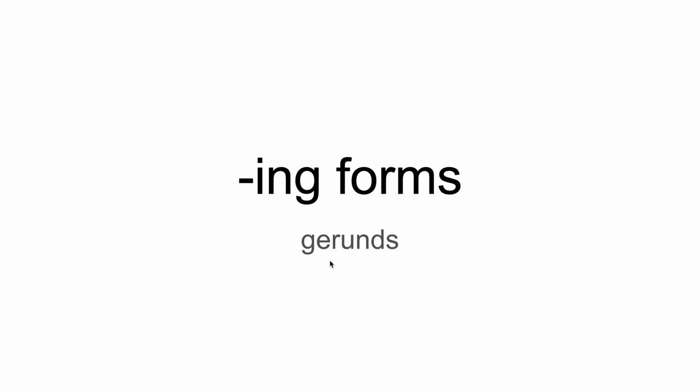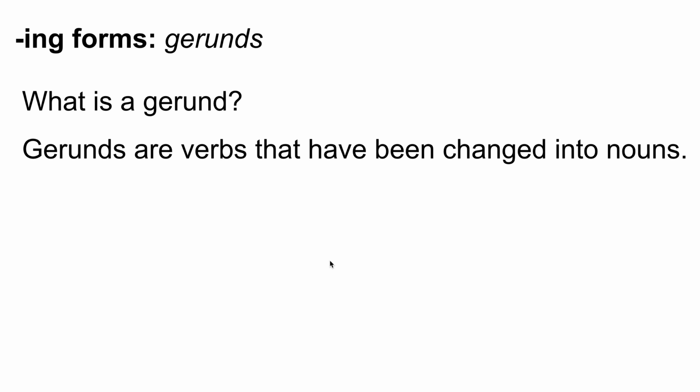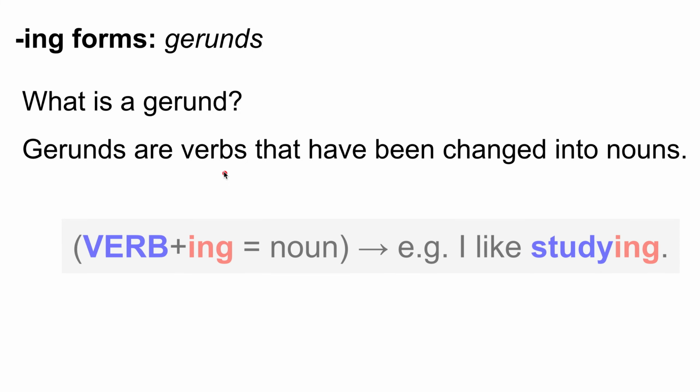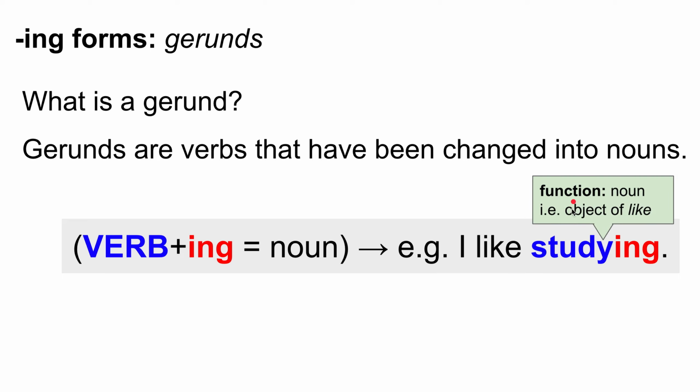Let's move on. So let's look at gerunds now. So what is a gerund? Gerunds are verbs that have been changed into nouns. For example, verb plus ing is a gerund. It functions like a noun. For example, I like studying. Studying is a noun and it's the object of the verb like.